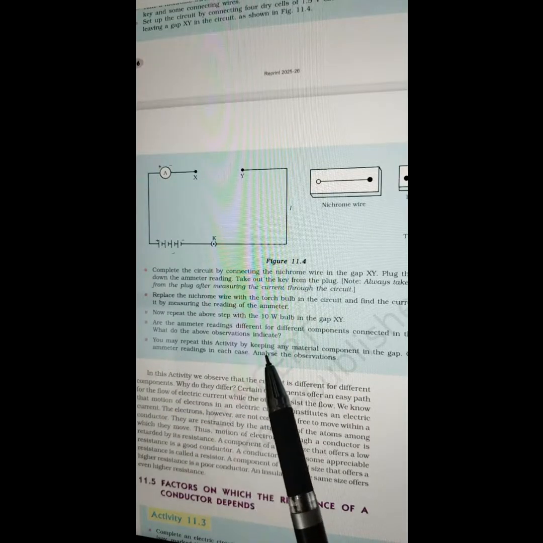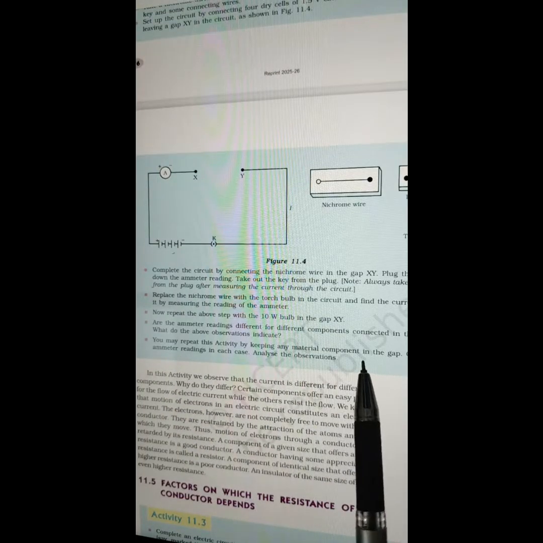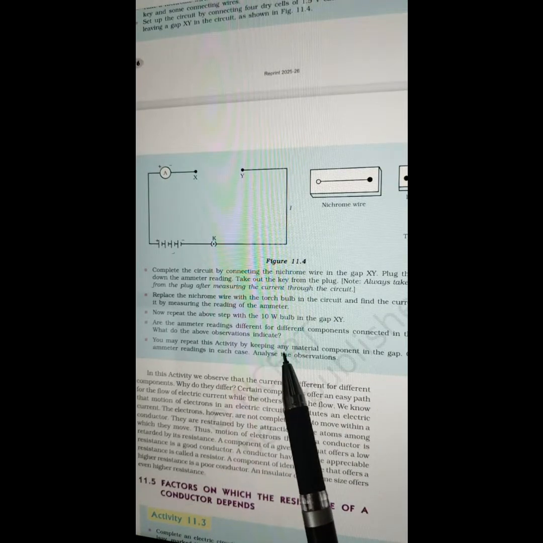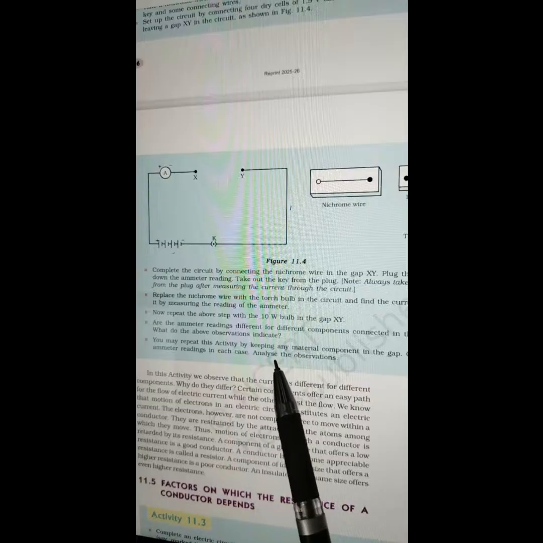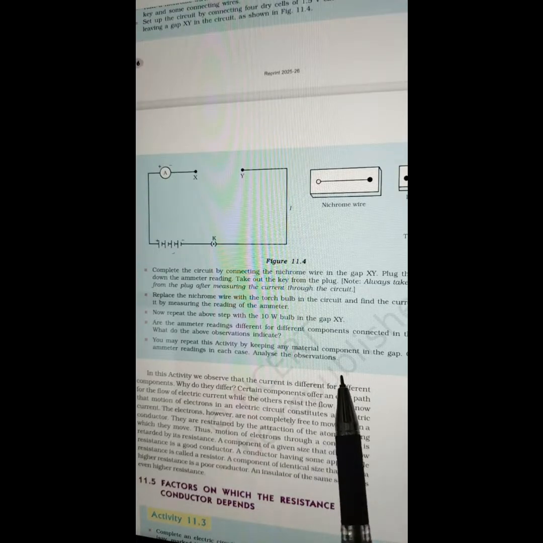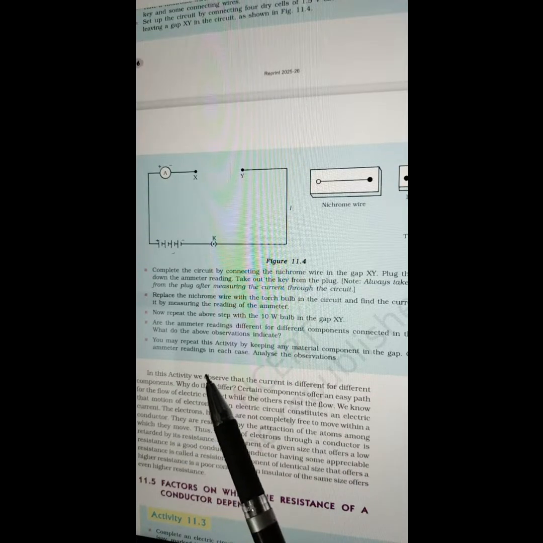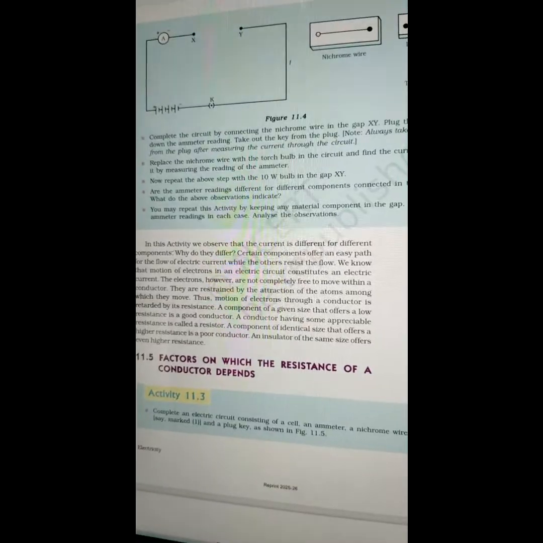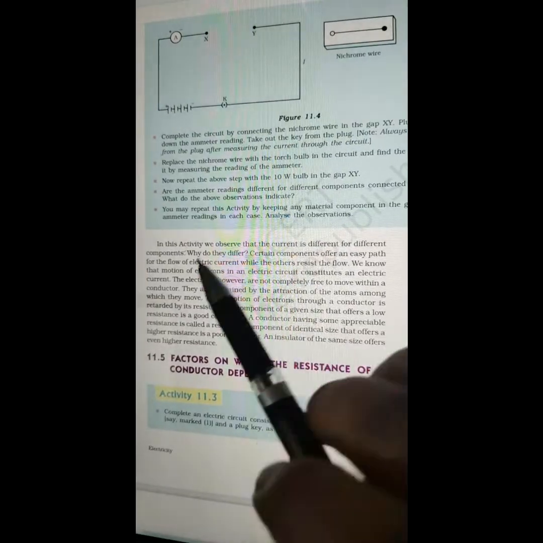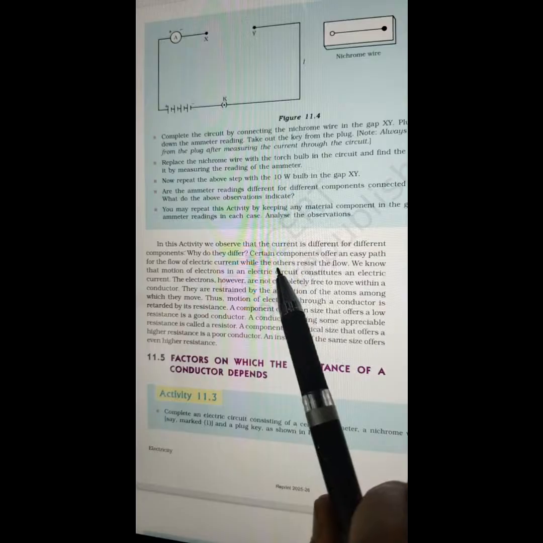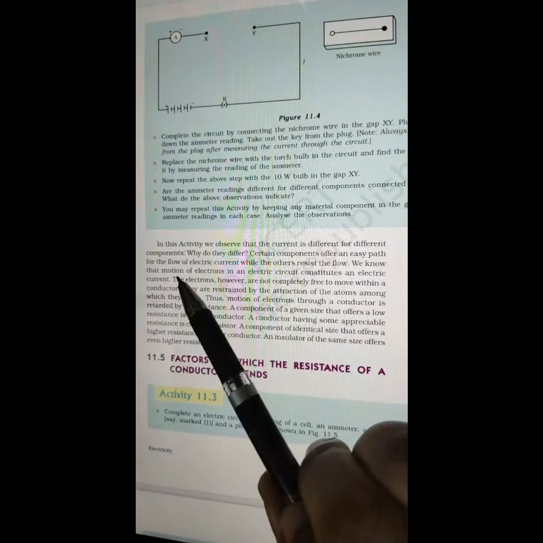Are the ammeter readings different for different components connected in the gap XY? What do the above observations indicate? You may repeat this activity by keeping any material component in the gap. Observe the ammeter readings in each case and analyze the observations. In this activity, we observe that the current is different for different components.